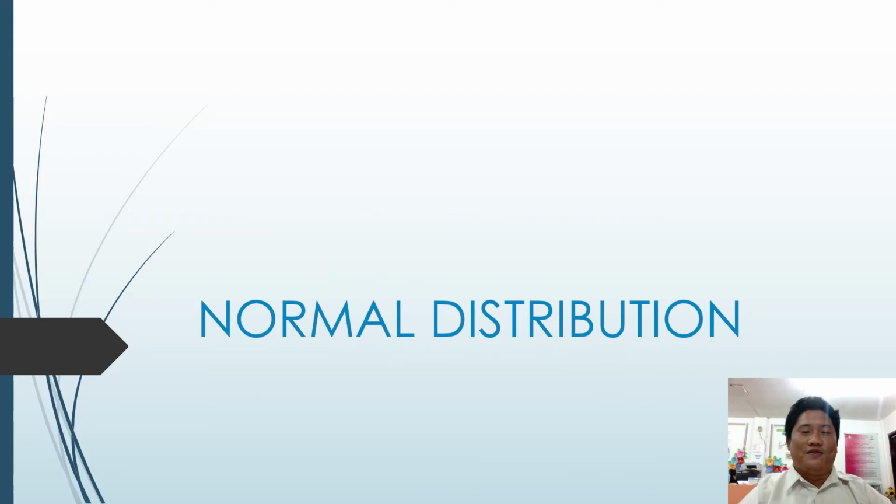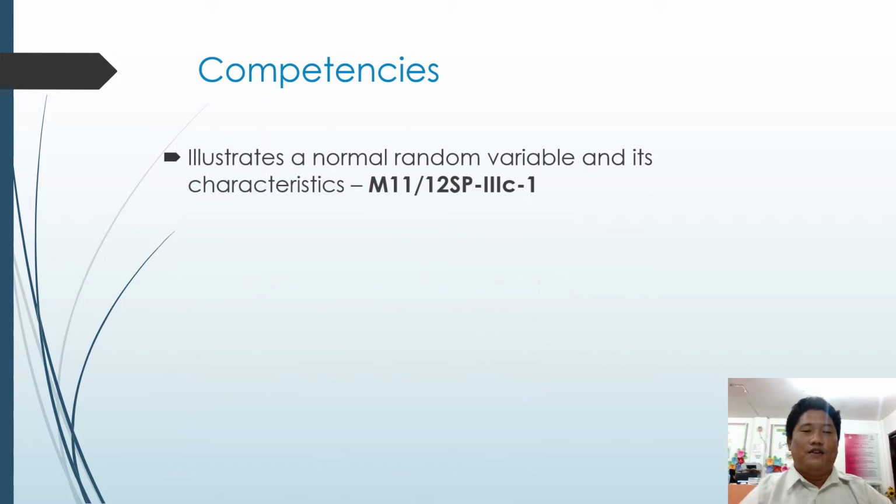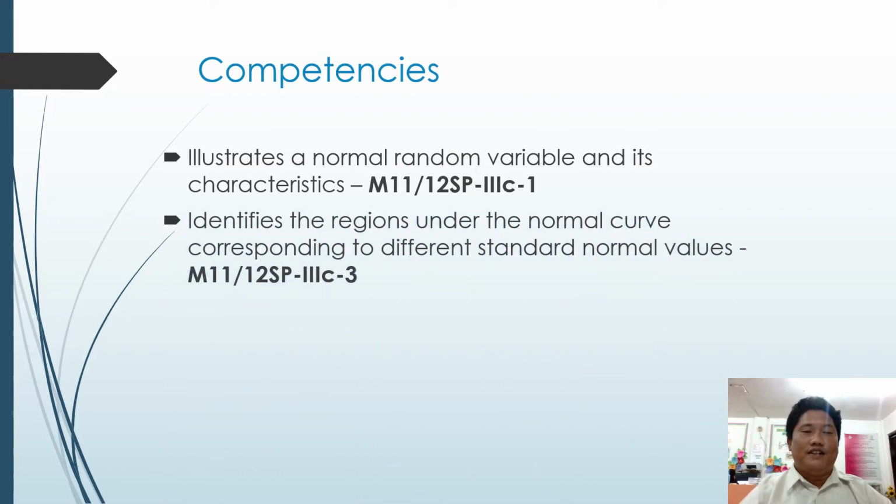Good morning, and now we'll have another topic in our subject statistics and probability, which is the normal distribution. The competencies that we will try to master with this topic are: illustrates a normal random variable and its characteristics, with the code M11/12 SP-IIIC-1. Next is identifies the regions under the normal curve corresponding to different standard normal values.